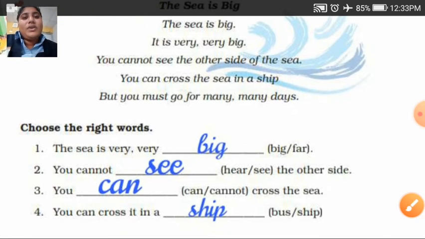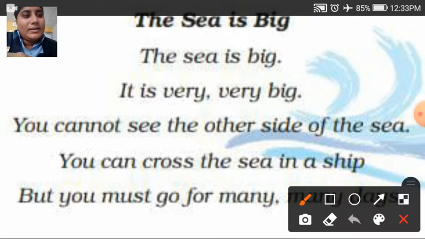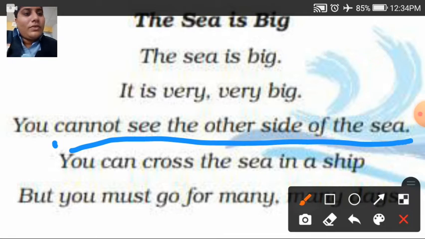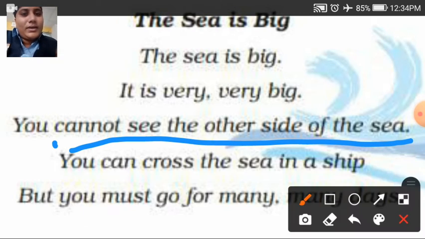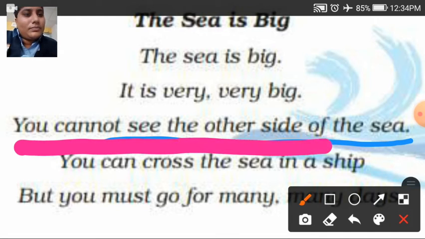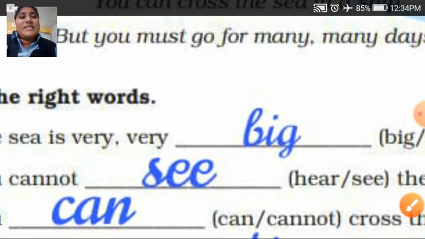Next we have, you cannot see the other side. This is also given in our poem. Let's highlight that. If you cannot see it like this, I'll show you in another color with a higher thickness. Now here we are given see. You can see this. You cannot see the other side of the sea. So here we are going to write see.